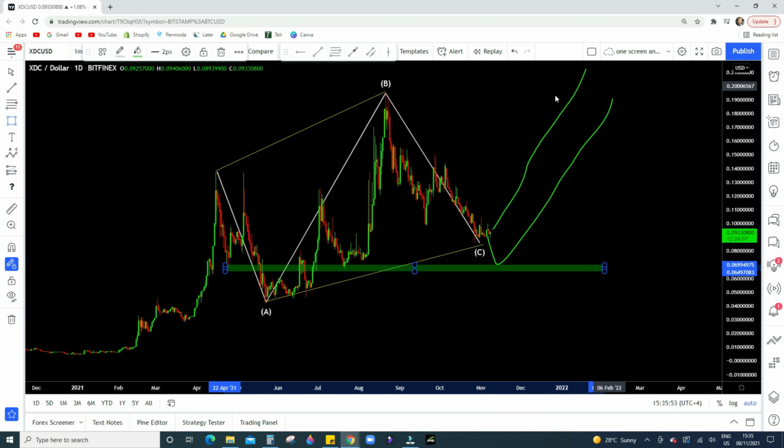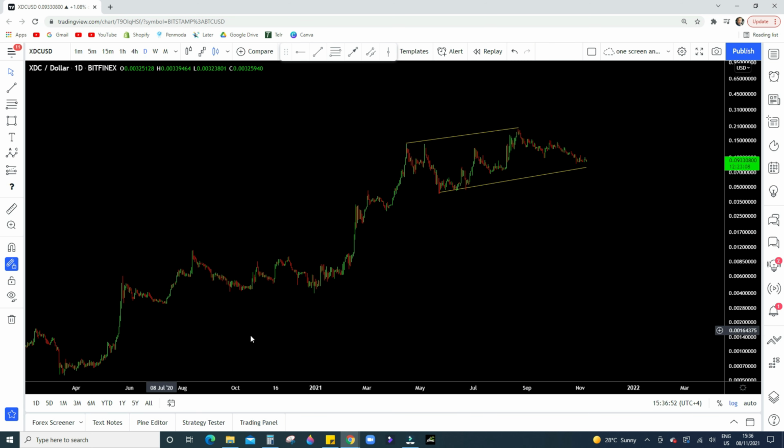But now let's move to the bigger structure and try to see how it looks and where we should be heading next. So here's the big structure after we zoomed out and turned into a logarithmic chart. What we have over here is a 5-wave structure that started in March of 2020, similar to most of the crypto pairs when they started trending up.